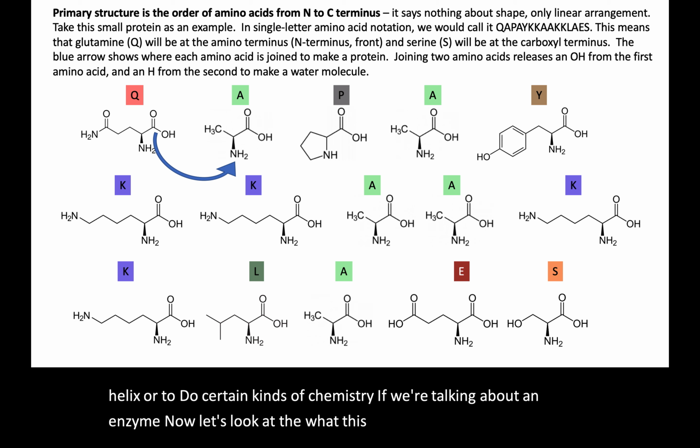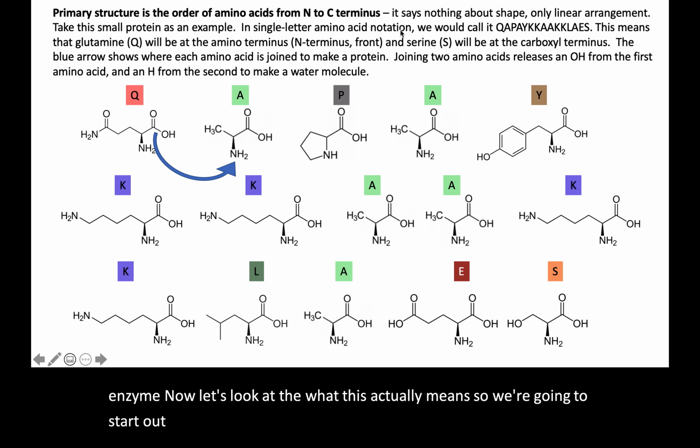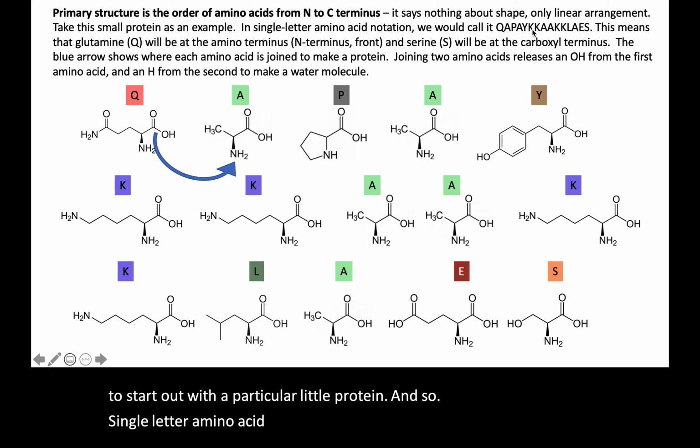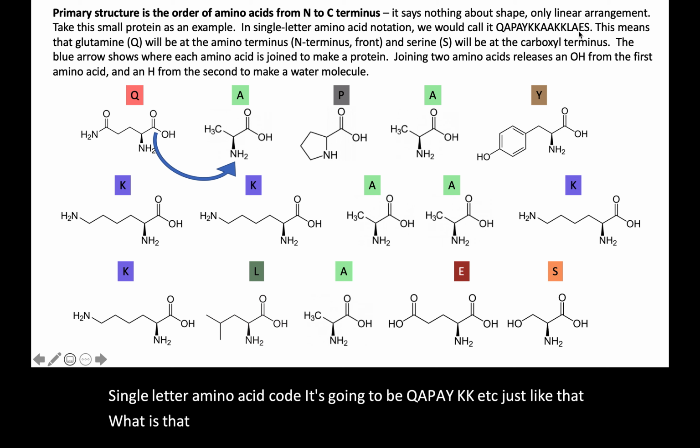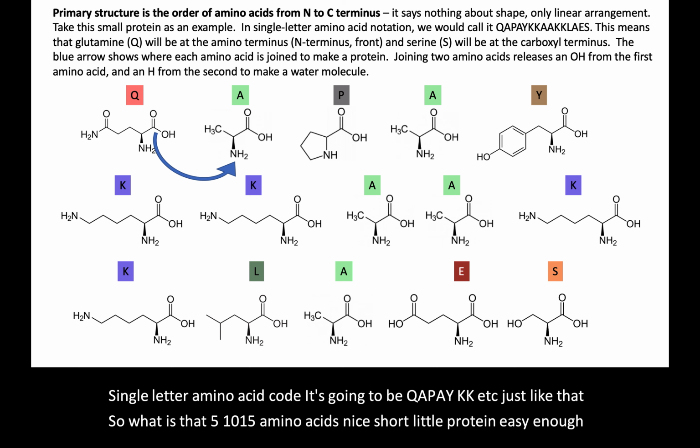So we're going to start out with a particular little protein. And so in single letter amino acid code, it's going to be Q, A, P, A, Y, K, K, etc., just like that. So what is that? 5, 10, 15 amino acids. Nice short little protein. Easy enough to conceptualize.